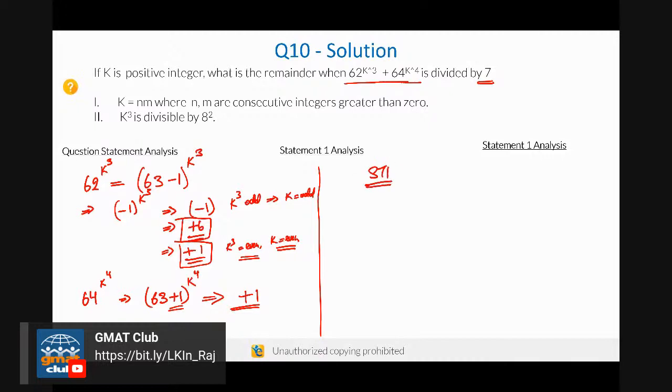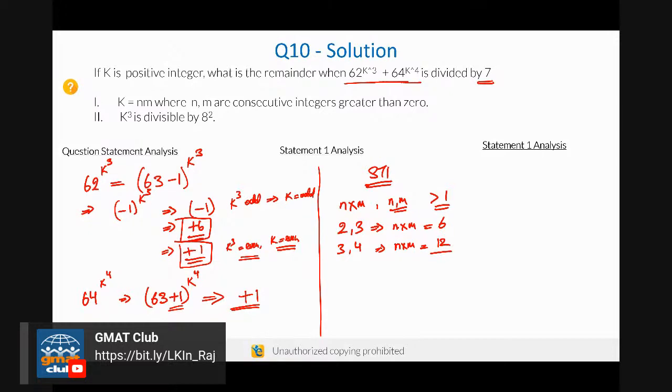Statement 1 says k is equal to n times m, where n, m are consecutive integers which are greater than 1. All right, consecutive integers greater than 1. So what could n be? Let's consider cases. n could be 2 and m could be 3, which means n times m is going to be 6. n could be 3 and m could be 4, which means n times m could be 12.